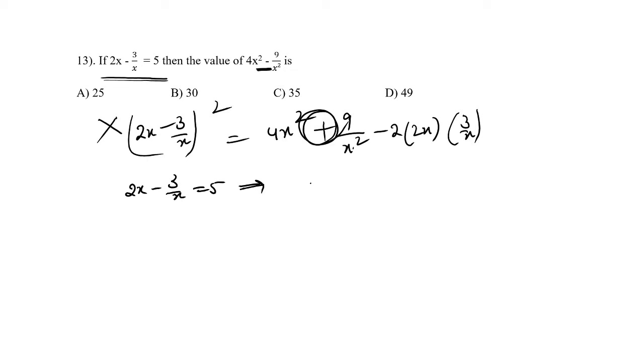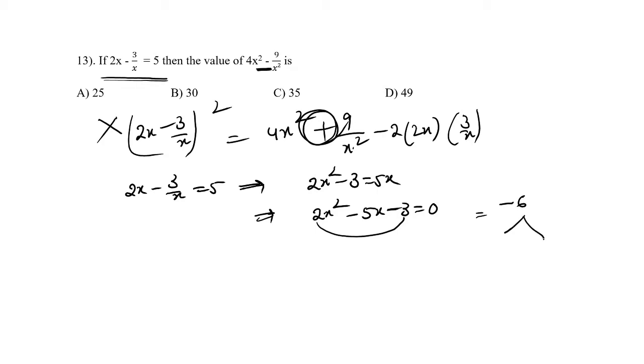This implies 2x square minus 3 is equal to 5x. That implies 2x square minus 5x minus 3 equal to 0. Now see, 2 into 3 is what? 6. Here there is a negative sign, so 2 into minus 3 is minus 6. Minus 6x plus x. Now 6 into 1 is 6. So 2x square minus 6x plus x minus 3 equal to 0.